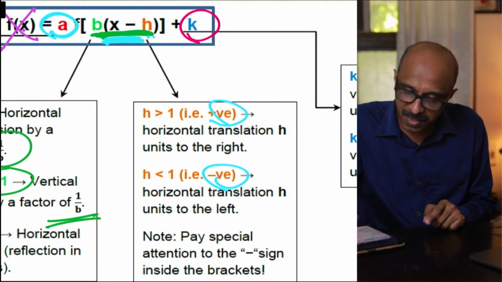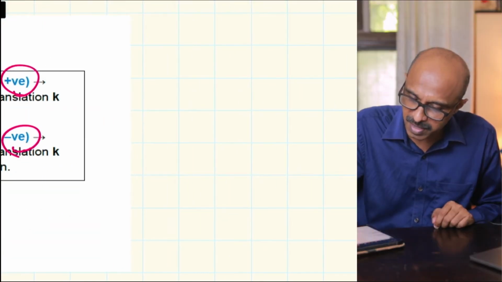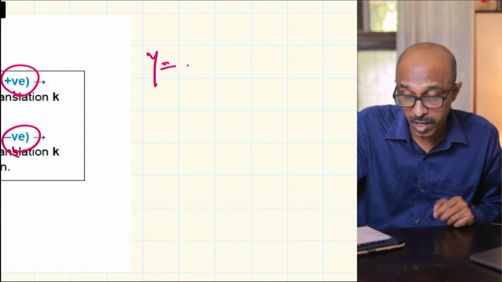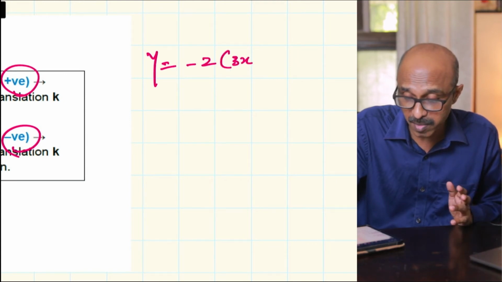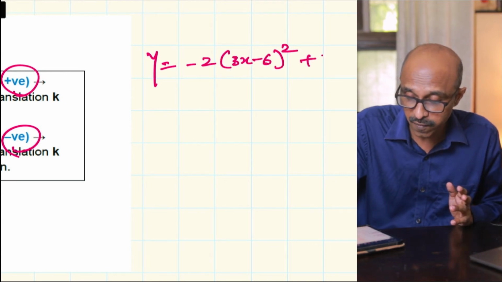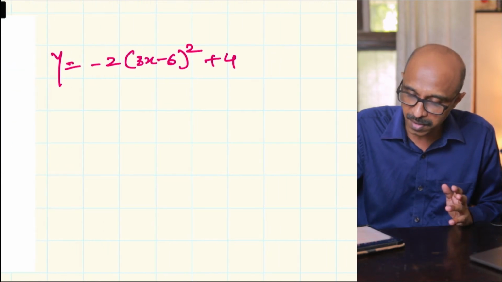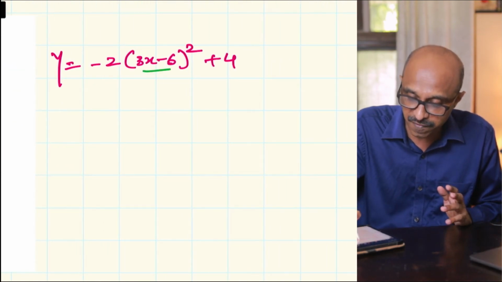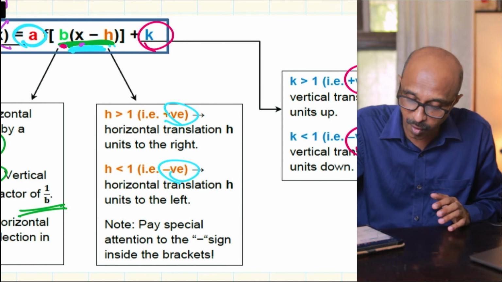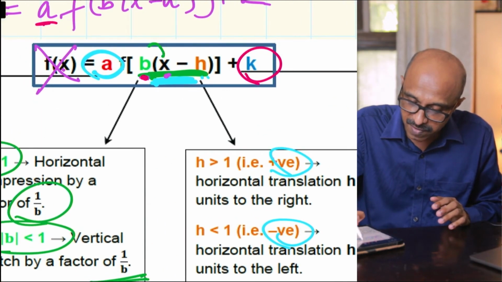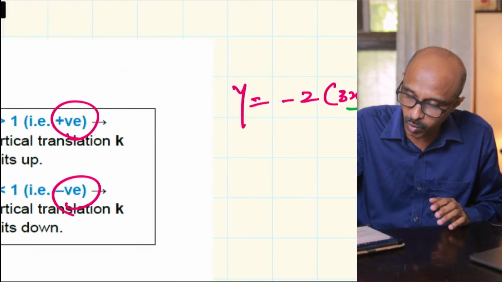What I meant by this B, what if you had a case something like this, so you had y is equal to negative 3x minus 6 the whole square plus 4? It would be better that you first factor it to write it in this form, so that B is factored out. So just watch what's happening.